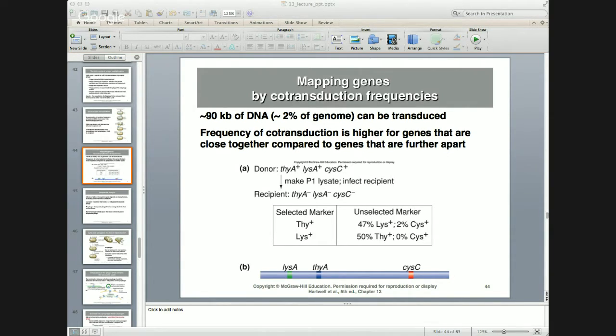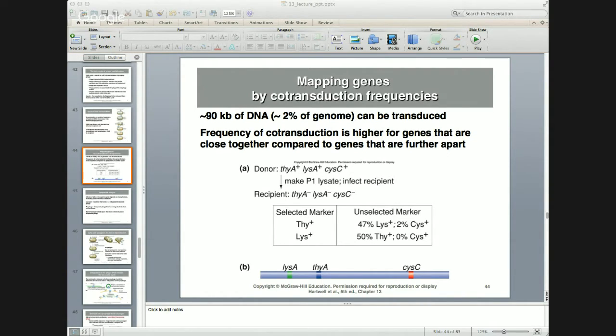In the lysogenic cycle, however, the phage DNA that infects the bacterium, instead of causing destruction of the bacterium, integrates into the genome of the bacterium, similar to what happens with the Hfr.